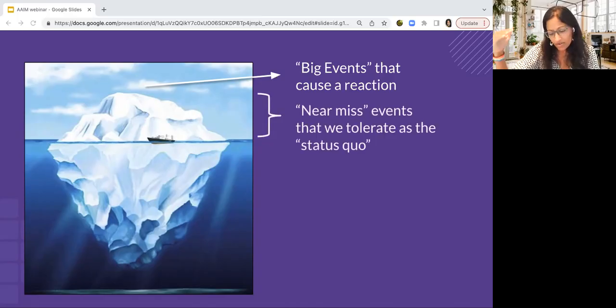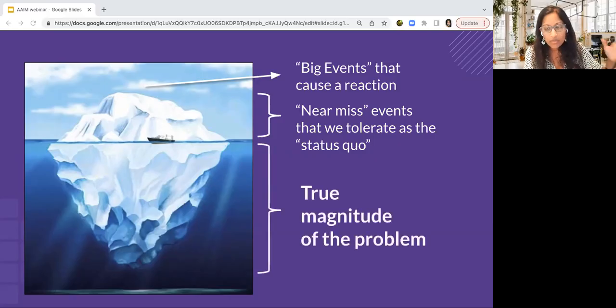There is a whole other section of errors that are happening, the visible part of the iceberg, like near miss events, things that we almost accept as the status quo, like a delayed schedule or I's and O's that are inaccurate or something else. And we just kind of live with it. That's just the way things are.